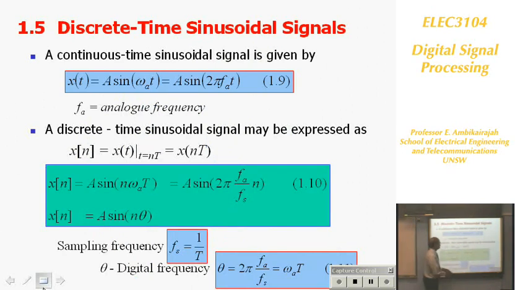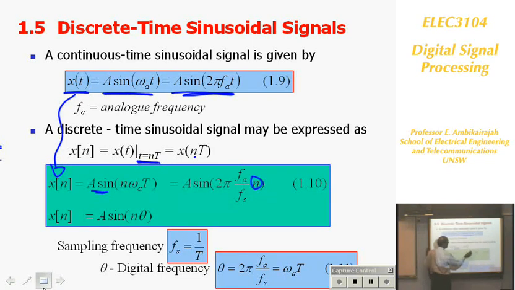Discrete sinusoidal signal, I have already done this for you in earlier slides. You can just run through it again. x(t) is equal to A sin(omega t), which is A sin(2 pi fa t). Now I'm going to replace t by nT. So this will become x(n) equals A sin(2 pi fa nT), where t is replaced by 1 over fs. Now I can call this part theta, so A sin(n theta). And fs is 1 over the sampling period, and theta is that.